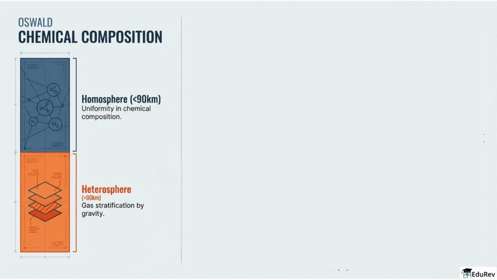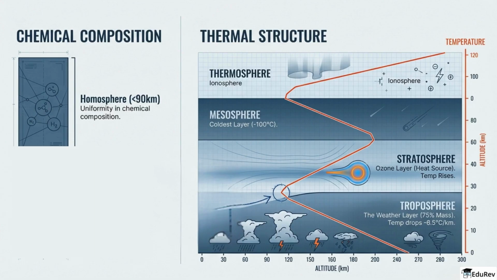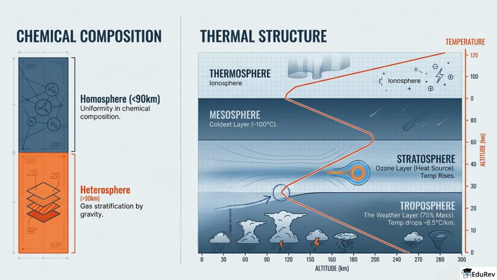Start with the atmosphere's structure in two ways: composition and temperature. By composition, the lower part is the homosphere up to about 90 kilometers. Homospheric means the gases are fairly well mixed, so composition stays almost uniform. Above that is the heterosphere, beyond 90 kilometers, where gases start stratifying by weight. Heavier gases stay lower, lighter ones dominate higher up.